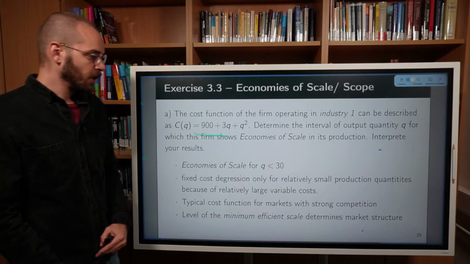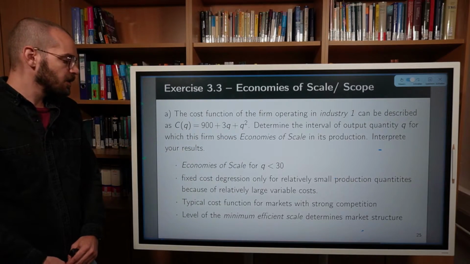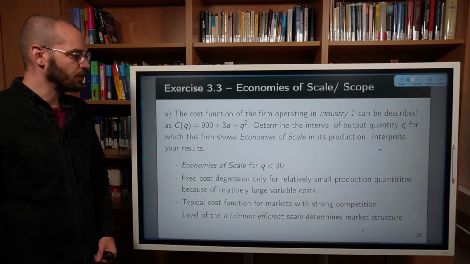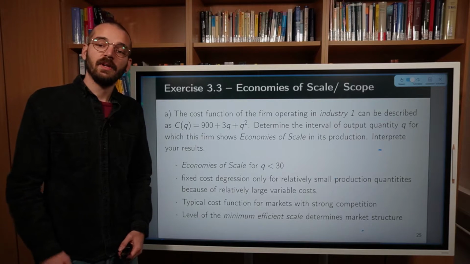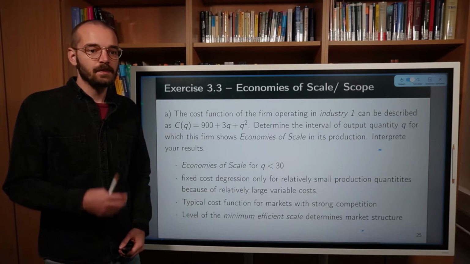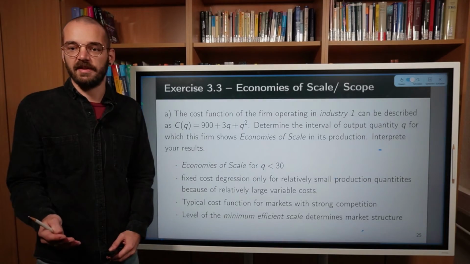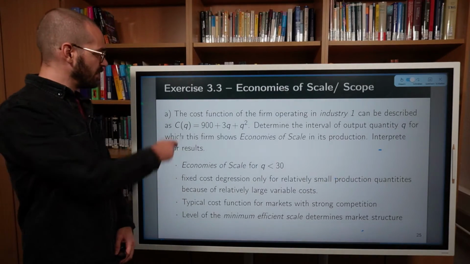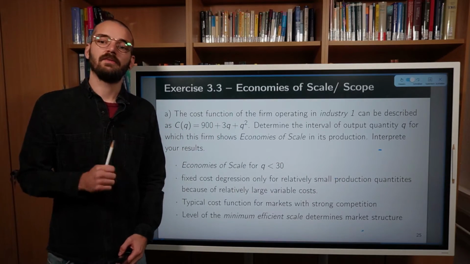Okay, so this kind of production function, we would argue, is a typical cost function for a market with relatively strong competition. Why? Because for each individual firm, it cannot be profit maximizing to produce a vast quantity, but rather we would expect in this kind of market, in this kind of industry, a lot of relatively small firms.